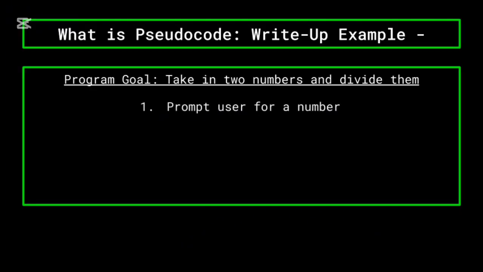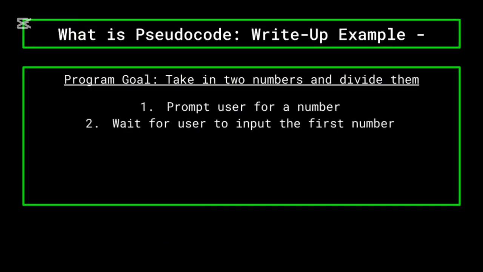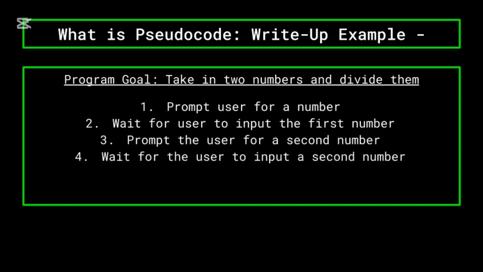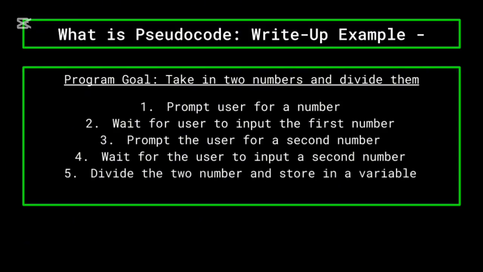First, I want to prompt the user to enter a number, and then I want to wait for the user to enter in that first number. After I get the first number, I want to again prompt the user to input a second number. Once they do, I complete the operation by dividing the two numbers entered and returning the result back to the user.